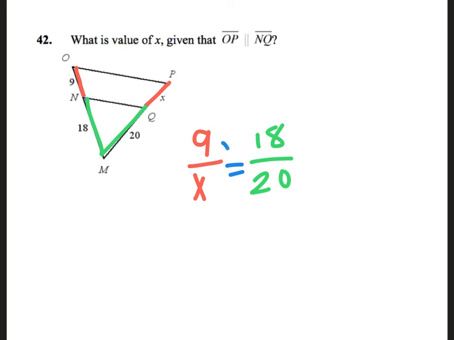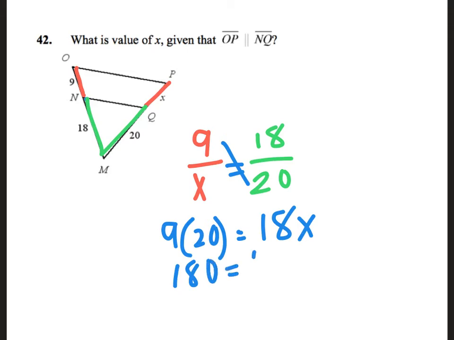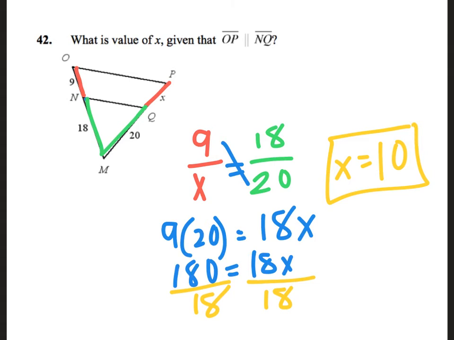We're going to go ahead and cross multiply, so I'm going to do 9 times 20 equals 18 times x. 9 times 20 gives me 180 equals 18x. Again, I'm trying to get x by itself, so I'm going to divide both sides by 18. When I do that, I get x equals 10. And that shall be my final answer.